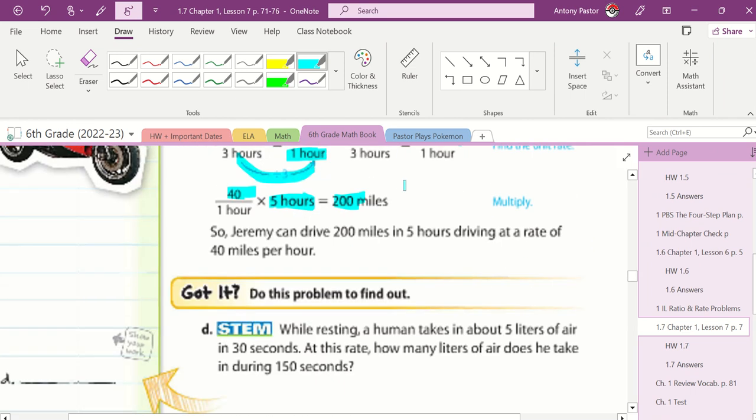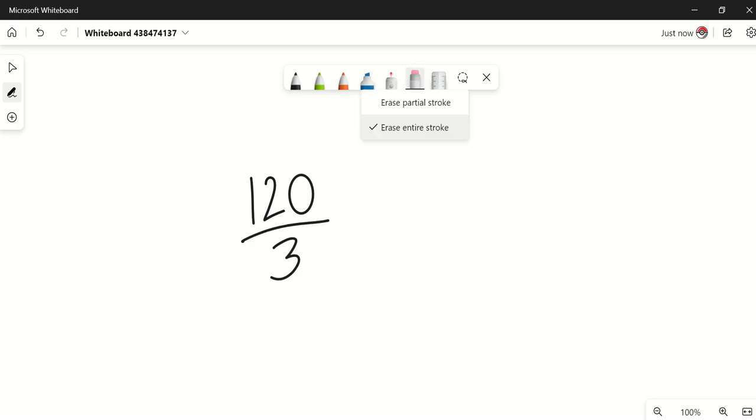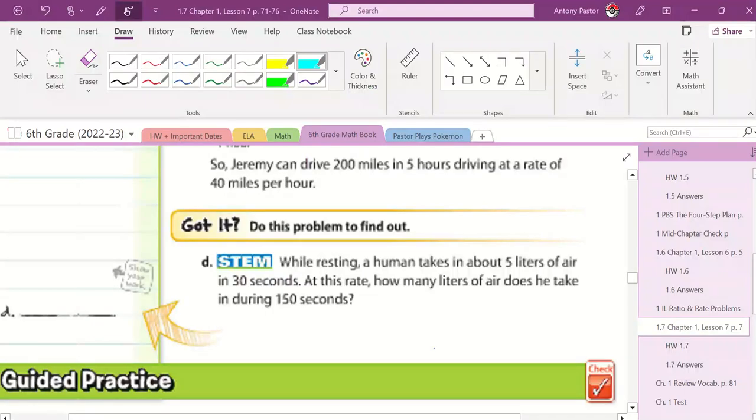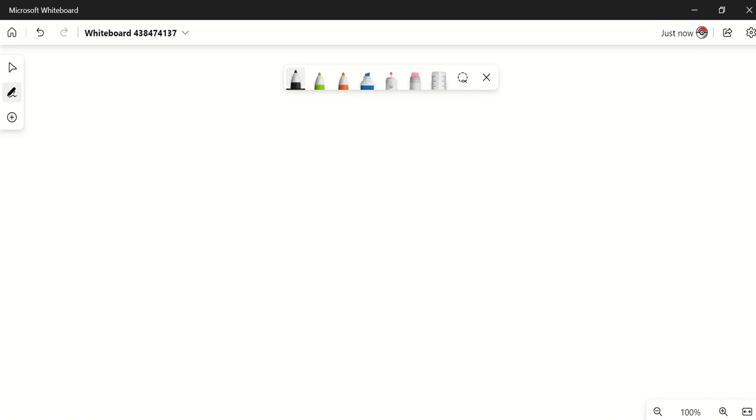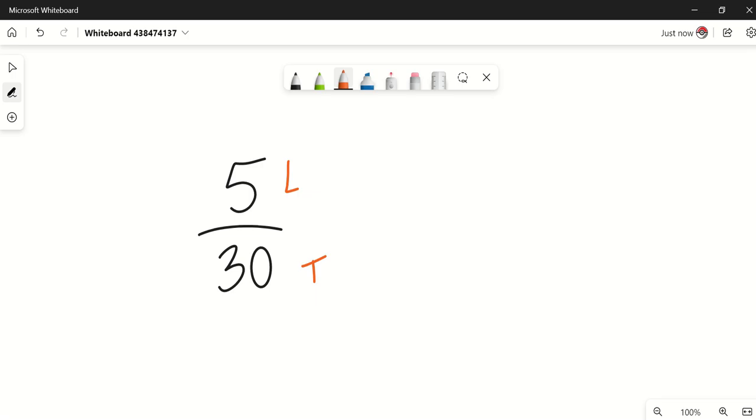And this will be our last example for this lesson. While resting, a human takes in about 5 liters of air in 30 seconds. At this rate, how many liters of air does he take in during 150 seconds? So, our notes state 5 liters of air in 30 seconds. Remember, this is our time, and this is our liters of air. So 150 will be down here with the time.